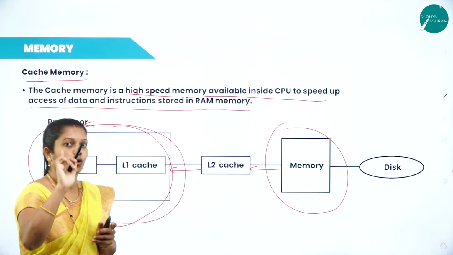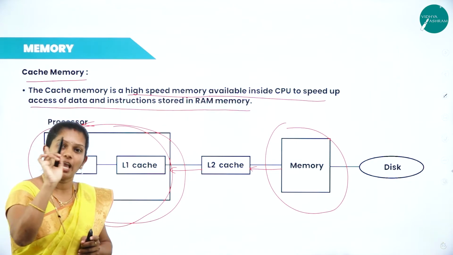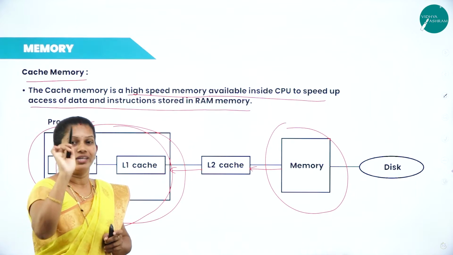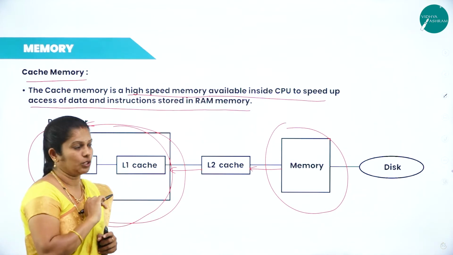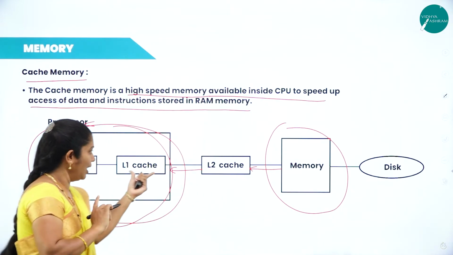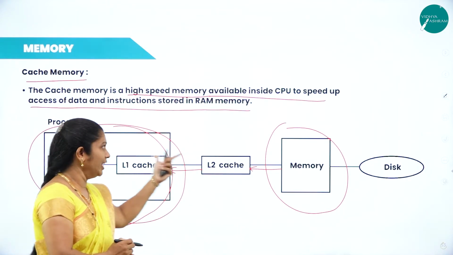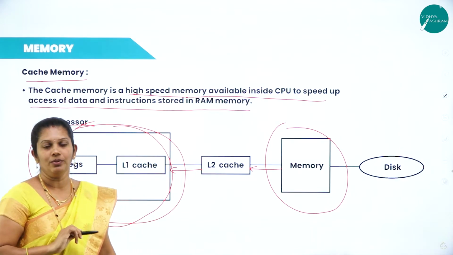In the exam, you are going to get the question, what do you mean by cache memory? Which are the types of cache memory? Where exactly is the cache memory present? What are the major functionalities of cache memory? Regarding that, you may get the question. There are two types of cache memory, L1 and L2. L1 is present inside the processor only, but L2 is present in between the processor as well as memory. Now is it clear for all of you?